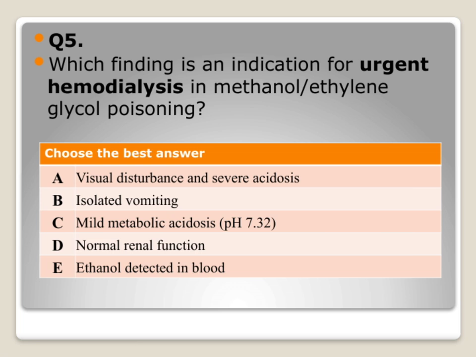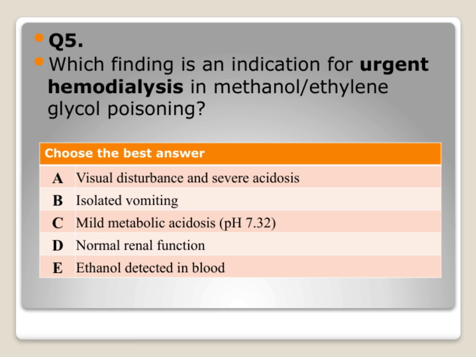Option C mentions mild metabolic acidosis with a pH of 7.32. While acidosis is important, mild acidosis alone typically doesn't warrant urgent dialysis unless it's worsening or accompanied by other signs. Option D, normal renal function, is reassuring and doesn't indicate the need for dialysis. Finally, E states ethanol detected in the blood. Ethanol can be used as an antidote, but the presence of ethanol itself isn't an indication for dialysis.